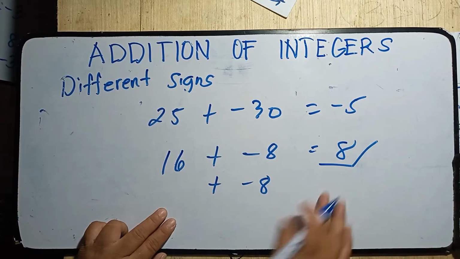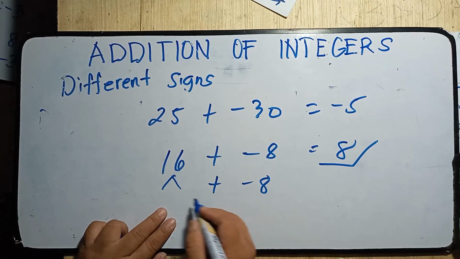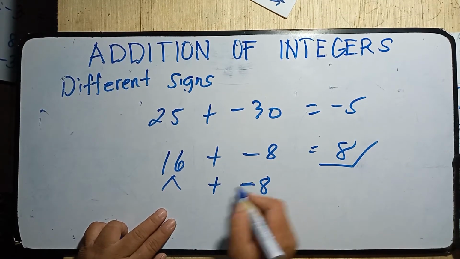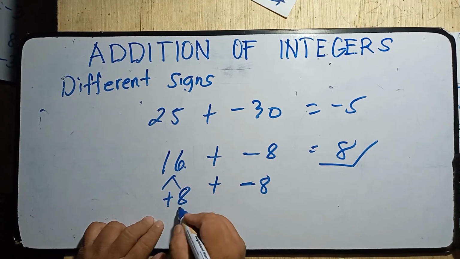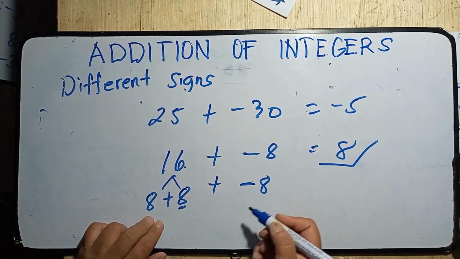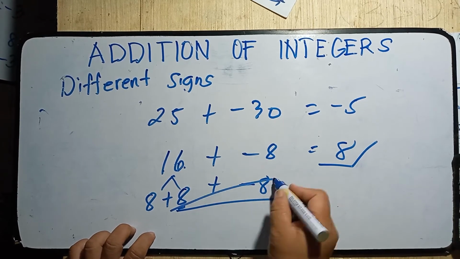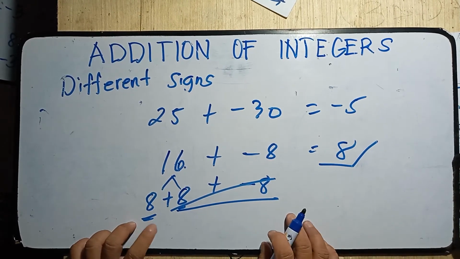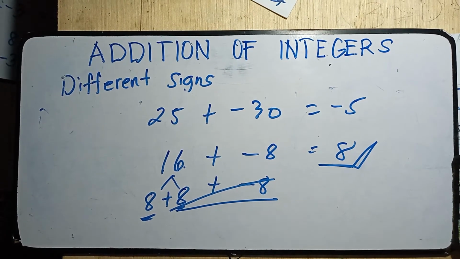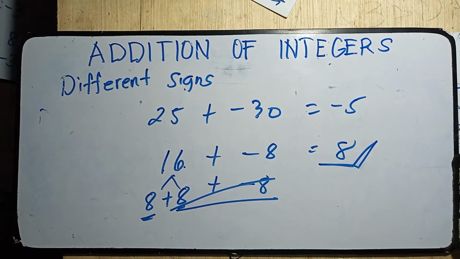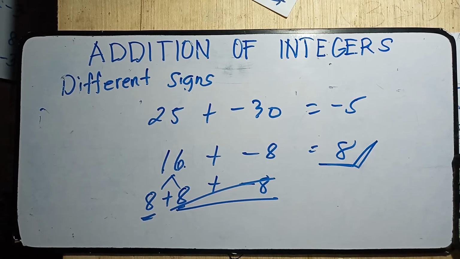Positive, positive. Okay. Another solution we have here: the opposite of negative 8 is positive 8. What must be added to 8 to get 16? That is 8. So this is 0. So what is left is 8. So that's how to add integers having different signs.